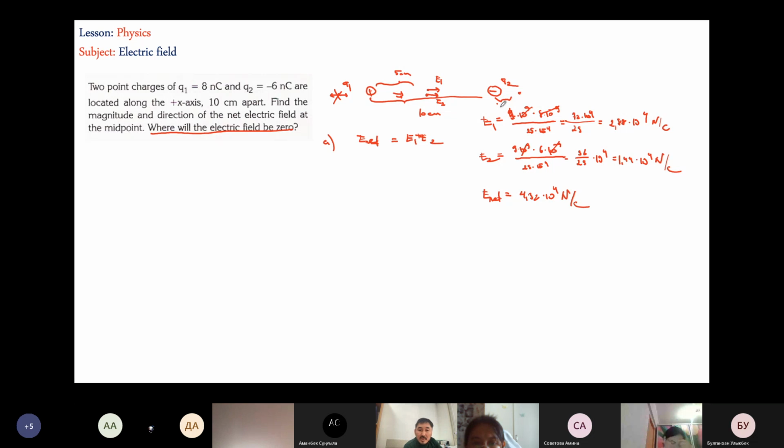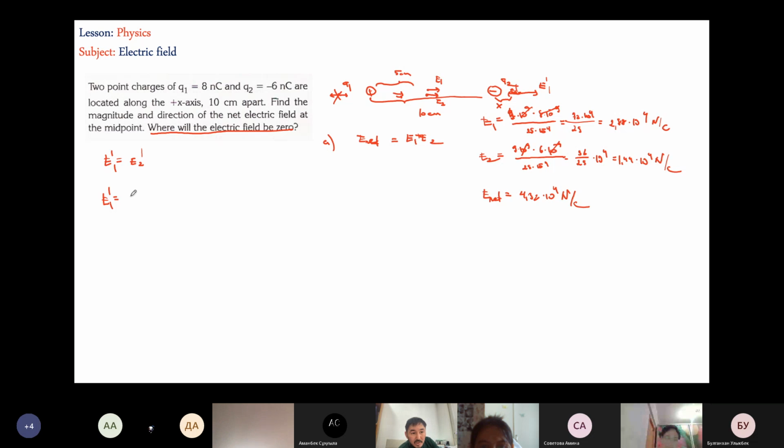Here, E2 is incoming and E1 is outgoing. The magnitudes, of course, will be the same. Let's call them E1 prime and E2 prime. E1 prime should be equal to E2 prime.